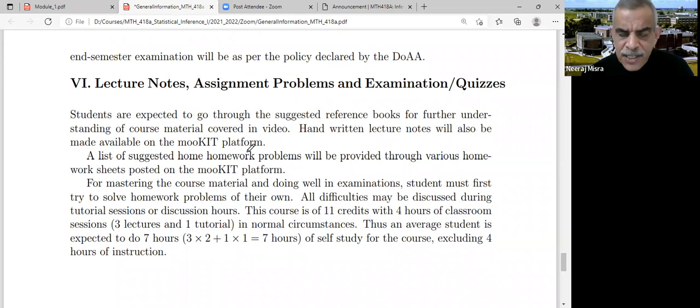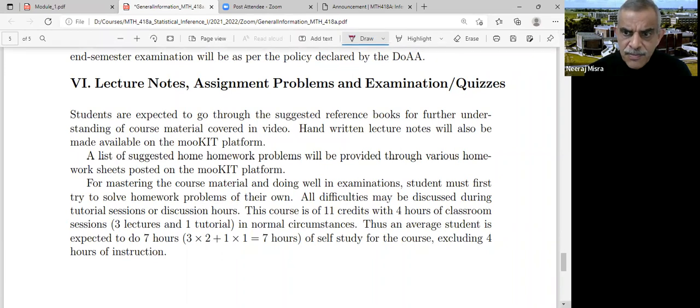So at leisure time, you can always go and look at your FCH, where all the details of the course and course policy are illustrated. A list of suggested homework problems will be provided through various homework sheets posted on the MOOC platform.